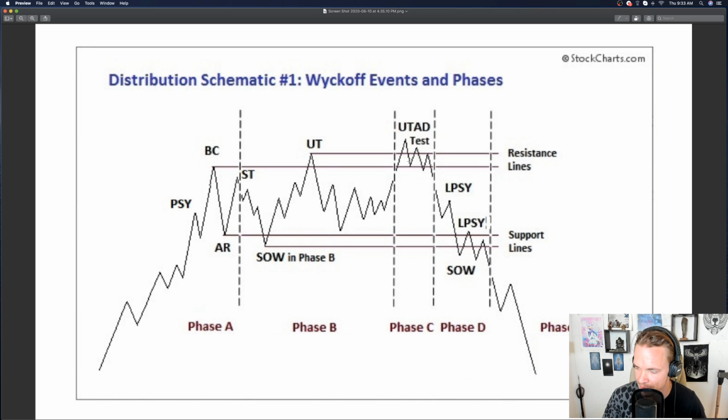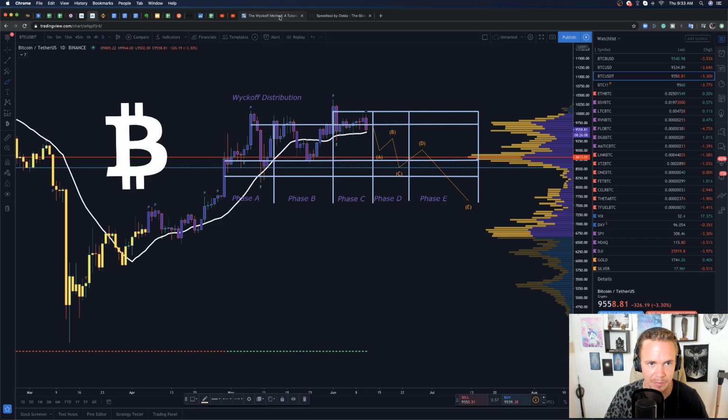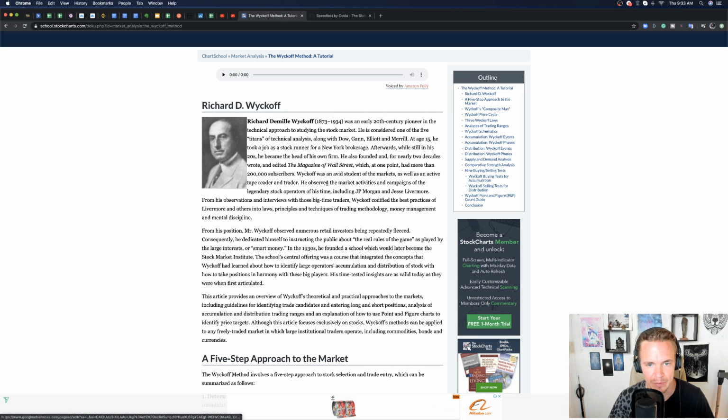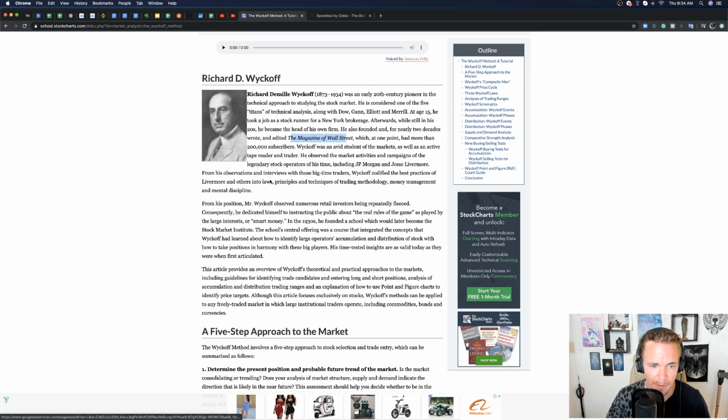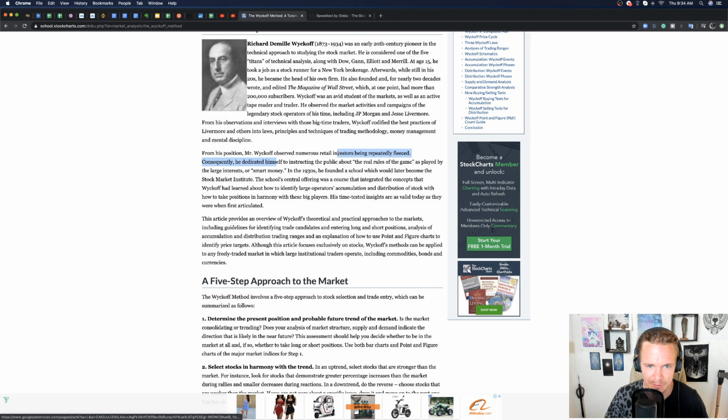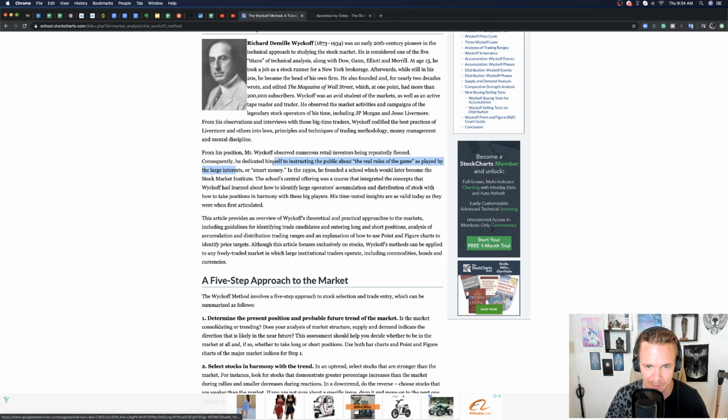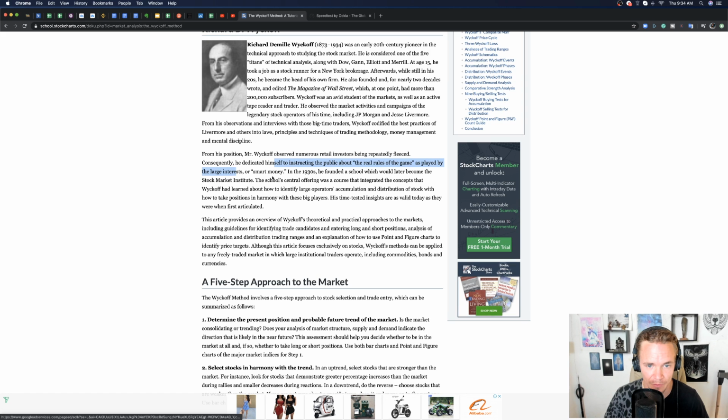Now, both the distribution schematic and the accumulation schematic can turn one into the other. So this is where we're going to take the moment to look at who Wyckoff was. He was around from the 1800s to 1930s. He was a pioneer in technical approaches for stock market trading. He started a magazine called The Magazine of Wall Street, which had more than 200,000 subscribers at the time. From his position, Mr. Wyckoff observed numerous retail investors repeatedly being fleeced. Consequently, he dedicated himself to instructing the public about the real rules of this game as played by large interests, or the smart money side.